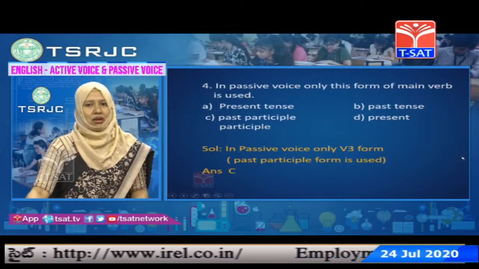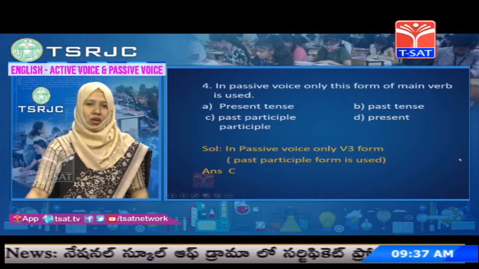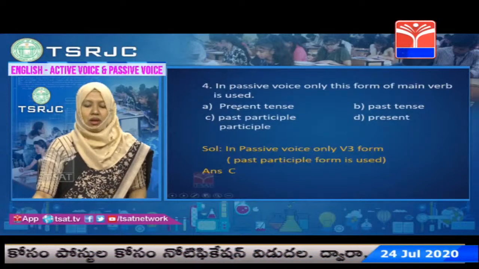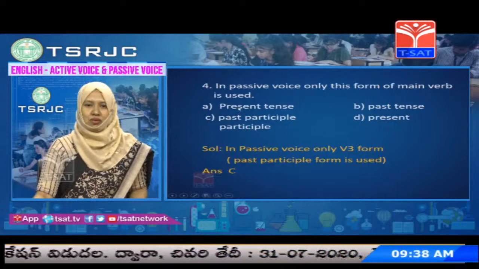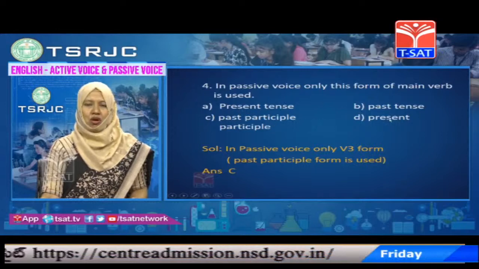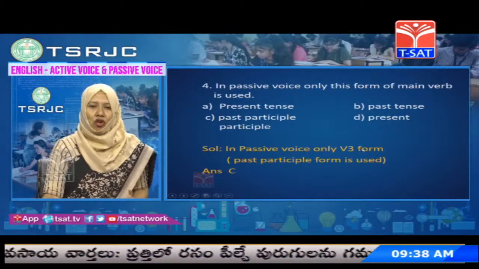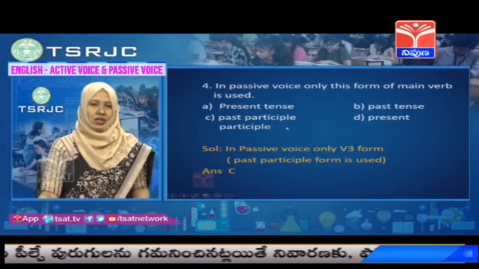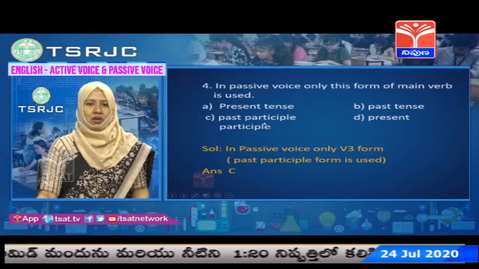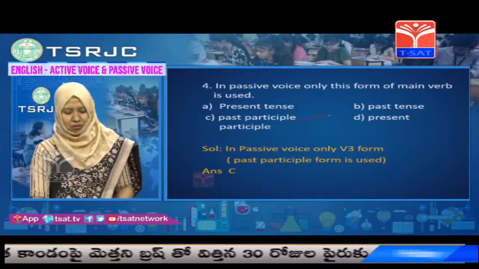We have discussed in main verbs what kind of tense the main verbs use or change into, whether it changes into present tense or past tense, past participle form. In passive voice, only this form of main verb is used. Which verb is used? Only present tense, only past tense, past participle or present tense. Remember that in passive voice only V3 form is used. If in active voice it is past tense, it is changed into past participle. So, correct option is C. The main verb changes into past participle form of verb.